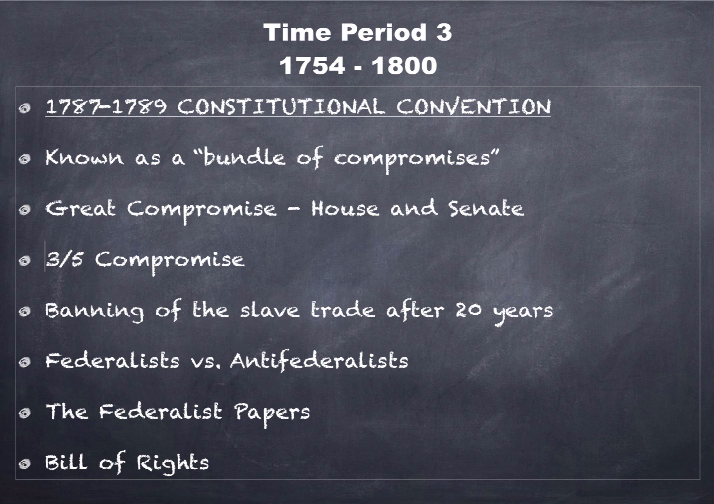3/5 compromise, you know I would love for you to remember this. 3 out of every 5 slaves counted in the population. The North did not want to count slaves, the South did. Simply because if you're counting them, it gives you more representatives in the House of Representatives. And some people argue that the 3/5 compromise also helped the South in presidential elections because we use the population to determine the number of electoral college votes. So there are people who think that Jefferson would not have been president without the 3/5 compromise.